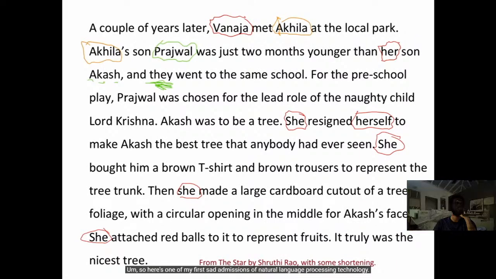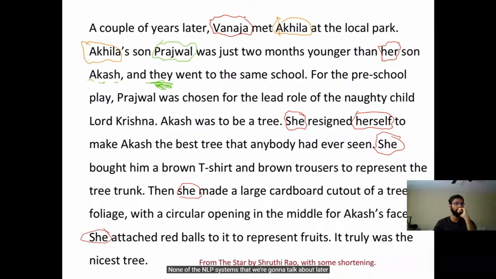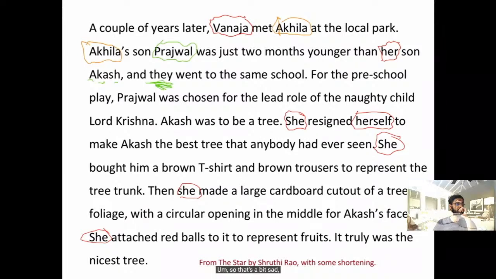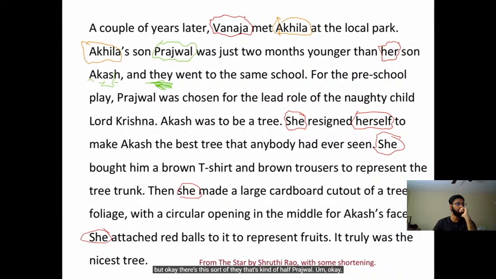So here is one of my first sad admissions about natural language processing technology. None of the NLP systems that we're going to talk about later today, or in general that have been built, deal with split antecedents. They automatically lose as soon as there are split antecedents. So that's a bit sad, but that's the state of technology, so that's something we could still work to improve.